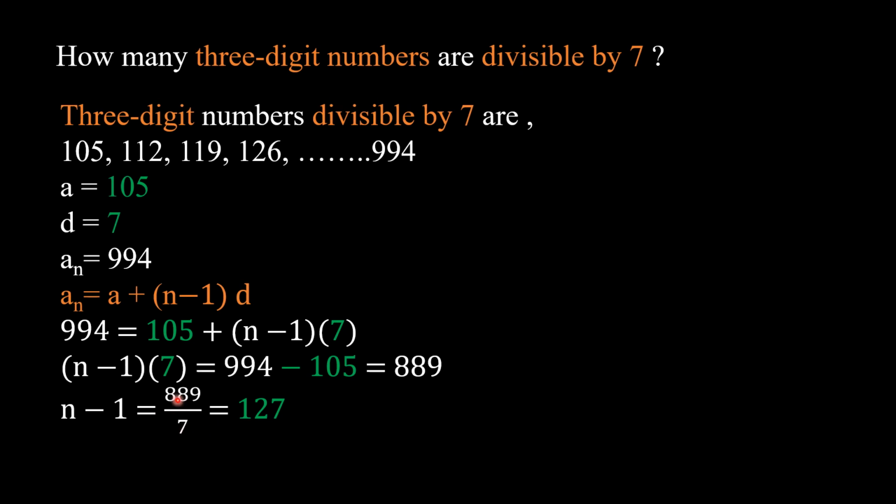7 ones are 7, 7 twos are 14, and 7 sevens are 49. So n minus 1 will be 127, so n is 127 plus 1, that is 128. So there will be 128 three-digit numbers divisible by 7.